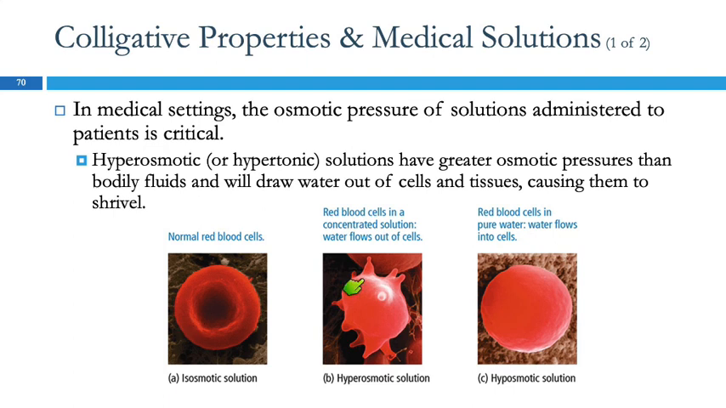Now, if your IV is going to be hyperosmotic, it has a higher osmotic pressure, meaning there's too much salt or sugar or something in it, that's going to draw water out of the blood cells and cause them to shrink up and get kind of spiky like this. That's called crenation. If you have a hypoosmotic, too low of particles, then it's going to cause water to go into the cells, and they're going to bulge out like this, and they'll keep doing that until they burst. Also, not good.